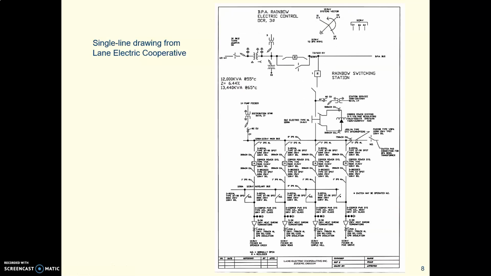This is a small substation from Lane Electric Co-op, which is an electric utility that serves a lot of rural areas outside of Eugene, Springfield. This one is the Rainbow substation or switching station, and that's up the Mackenzie, up beyond Blue River. So you can see here are some switch symbols and some fuses. There's a transformer and a lot of labels.